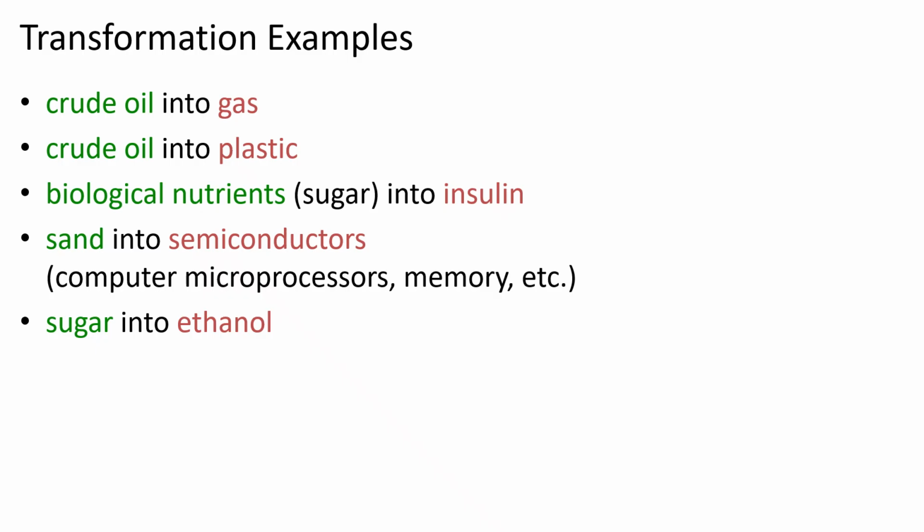Biological nutrients, in particular sugar, can be transformed to insulin using fermentation. We're going to see an example of a fermenter in just a few minutes here. Sand, so silicon dioxide, can be transformed into semiconductors, into microprocessors, into memory chips. These are key parts of modern communication, as well as our ability to obtain information through the internet. Finally, sugar can be transformed into ethanol. Ethanol is being looked upon as a potentially more sustainable fuel for transportation.